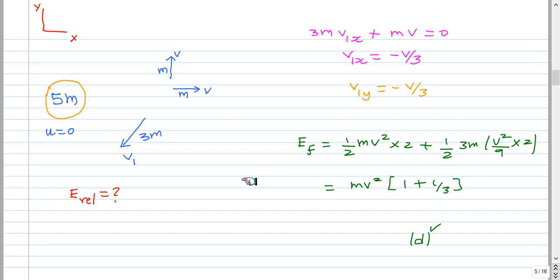So the energy of the final system is half m v square, two of them are there, and then half 3m into its velocity square v1 square, that is v1x square plus v1y square, so it is v square by 9 into 2. Simplifying, we get 4 by 3 m v square. Correct option is option D.